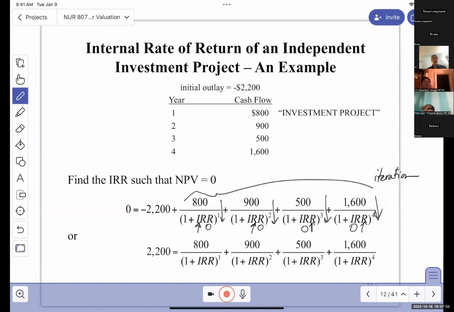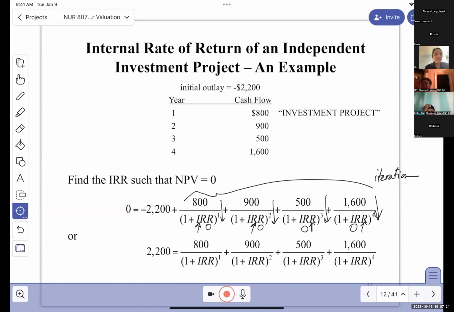I hope you see the value in this. So here's my example I'm going to start with. This is the initial outlay. These are the cash flows. And I call this an investment project because I invest this amount and I see these cash flow returns. They're all positive.